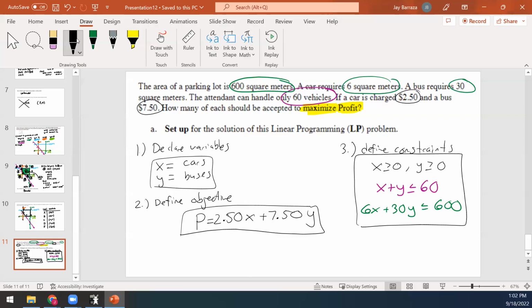So now the next step is to maximize or minimize. So in this problem, they say maximize. So that's going to be part B. So we're going to maximize the problem.